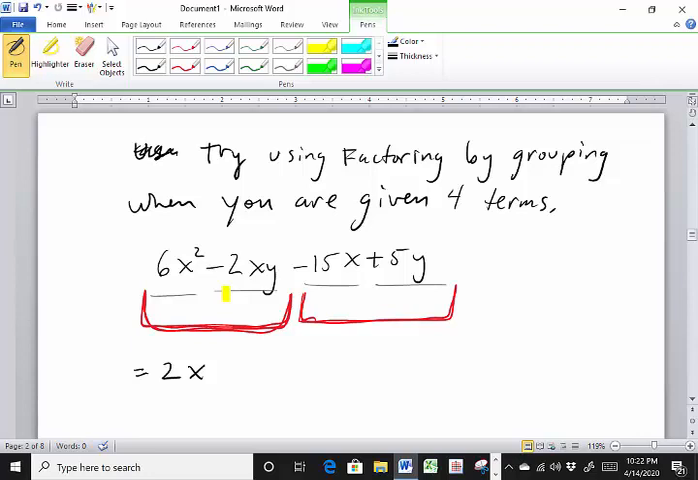All right, so 2x times what gives me these two terms back? Well, 2x times 3x, that gives me the 6x squared. And then 2x times, well, we know negative 1 gives me the minus 2, and then we have the x is already there in the greatest common factor, so it's minus 1y. But let's just put y there. Okay, there's no need to put that 1. You can, but there's no need to do it. Okay? So let's just verify. 2x times 3x is 6x squared, yes. 2x times minus y is minus 2xy. Okay, so we're good so far.